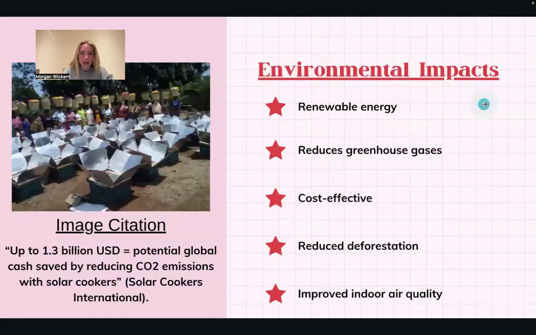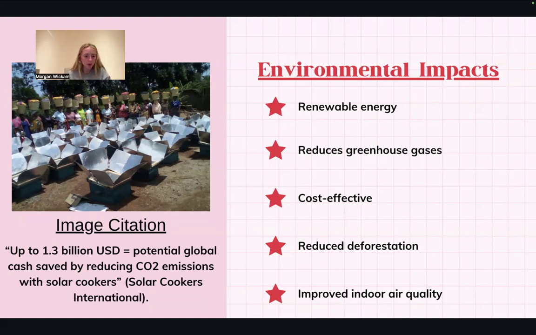So speaking of solar ovens, let's learn about the environmental impacts of them. They are a renewable energy source, meaning they don't produce CO2 or other greenhouse gases into the atmosphere. They're cost effective, which is important because a lot of people can't afford regular ovens and it's really expensive. So being cost effective is a big upside to solar ovens. Also, they reduce deforestation, global warming, and improve indoor air quality.